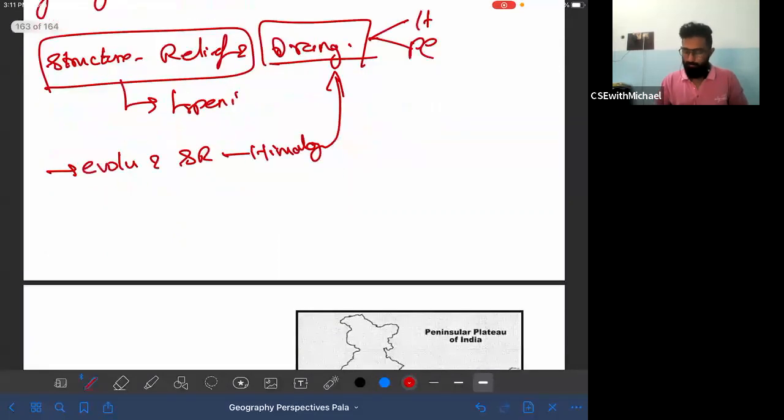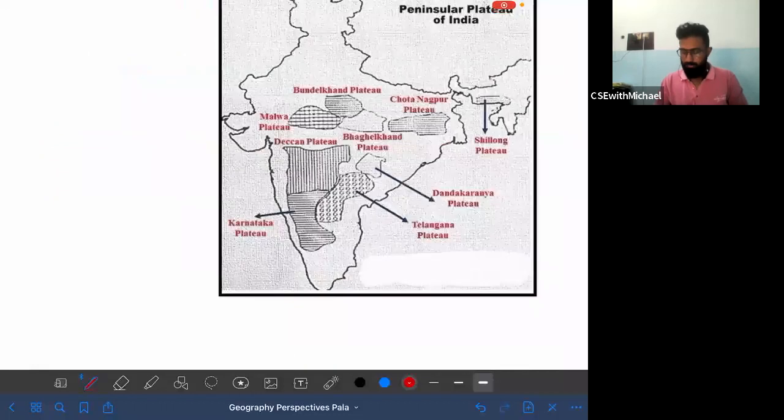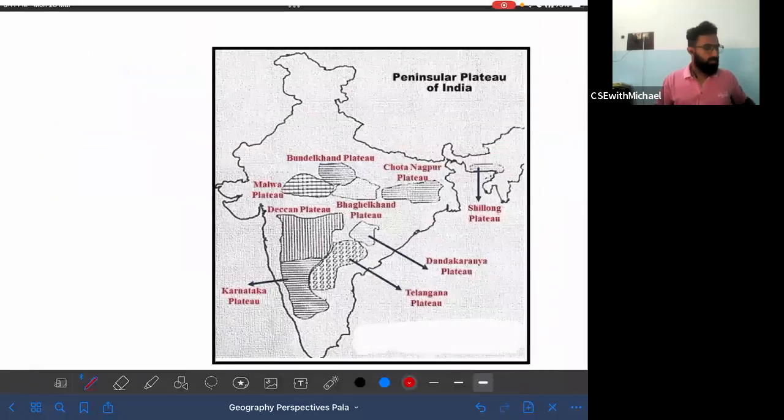Okay, so if you look at the peninsula as such, we can see the peninsula is not a single unit. We had seen that yesterday itself. The peninsula is not a single unit. It's made up of different cratons and other sedimentary basins, and some of the mountain ranges which are there. These constituted what you call the peninsula.